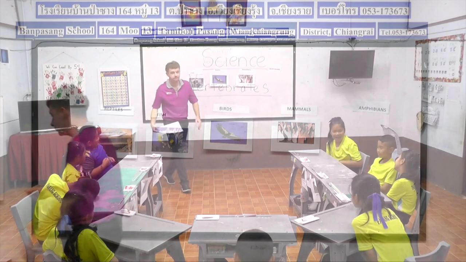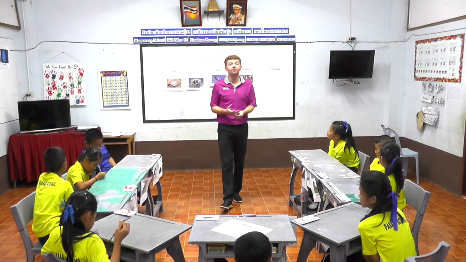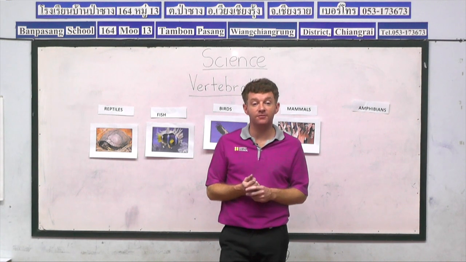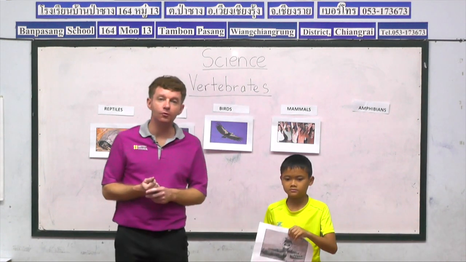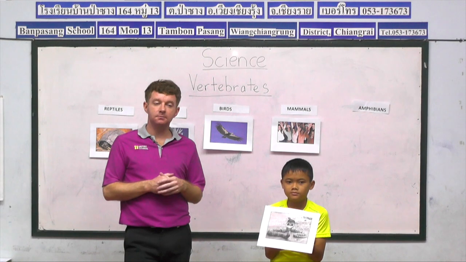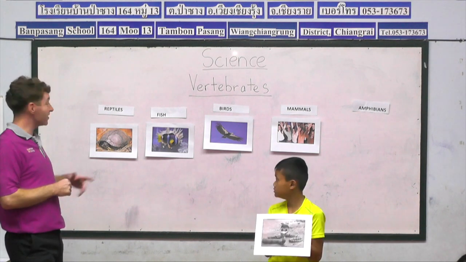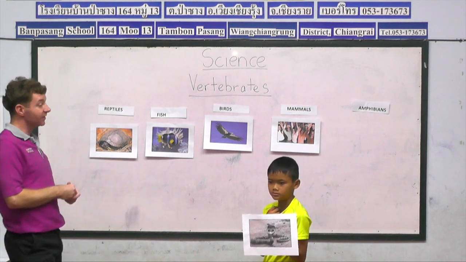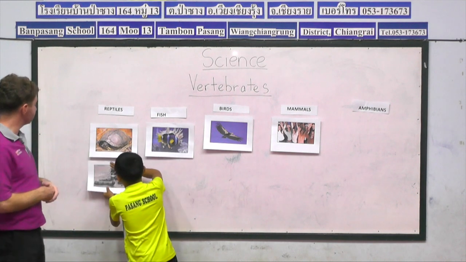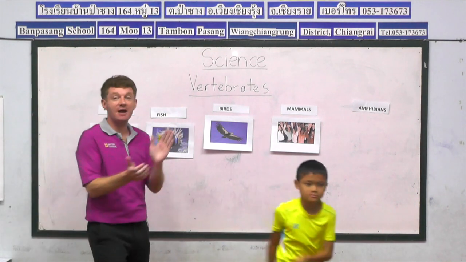Okay, and now for our next student. Now it's Chu's turn to bring his flashcard to the front of class. So Chu, you can bring your flashcard to the front of class. Okay, so what can we see on Chu's flashcard? What type of animal? Snake. Now what type of vertebrate do we think a snake is? Excellent, yes. A snake is a reptile, same as a turtle. So, Chu, you can place your picture here. And we can say, snake. Reptiles. Very well done, Chu. High five, big round of applause for Chu.